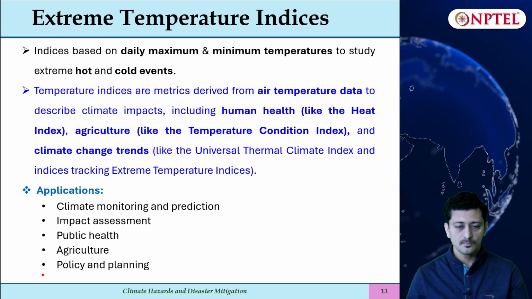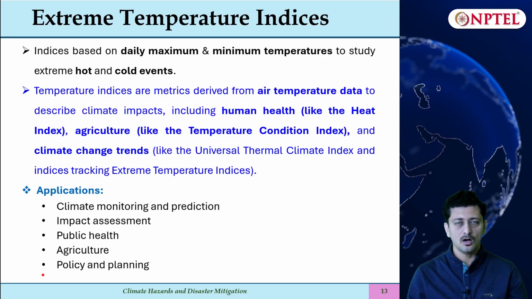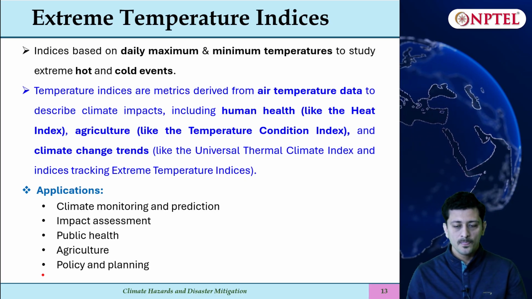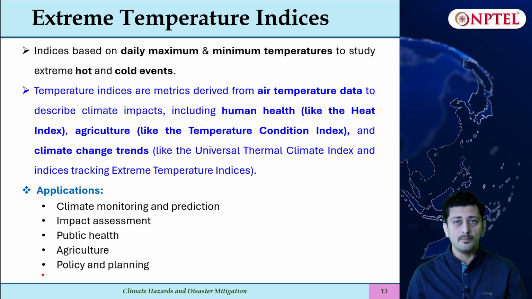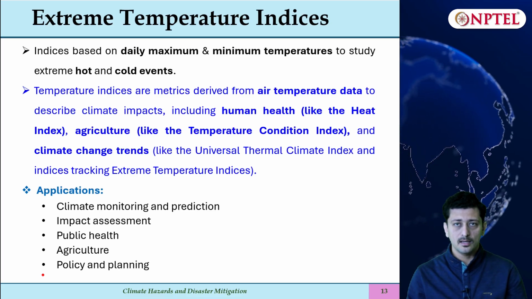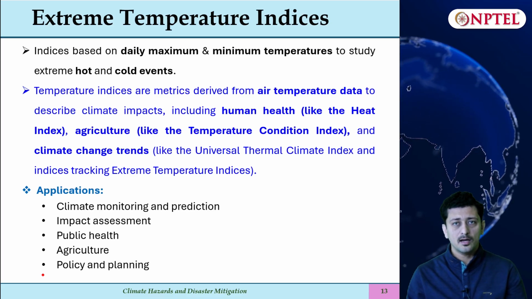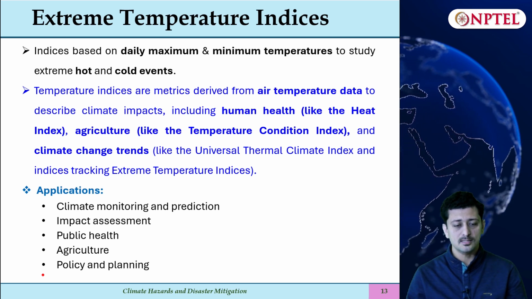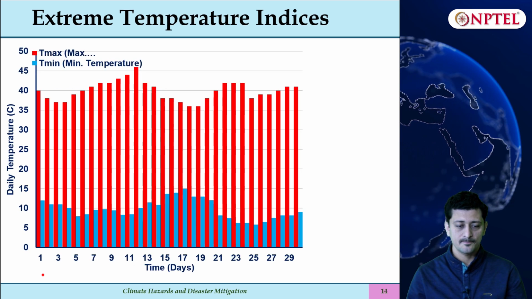Similar to that, temperature indices are also developed. Now these indices help in describing the climate change impacts on human health, agriculture, and the environment, and we can formulate long-term policy measures. Even the heat wave and cold wave conditions can be tracked using these indices.